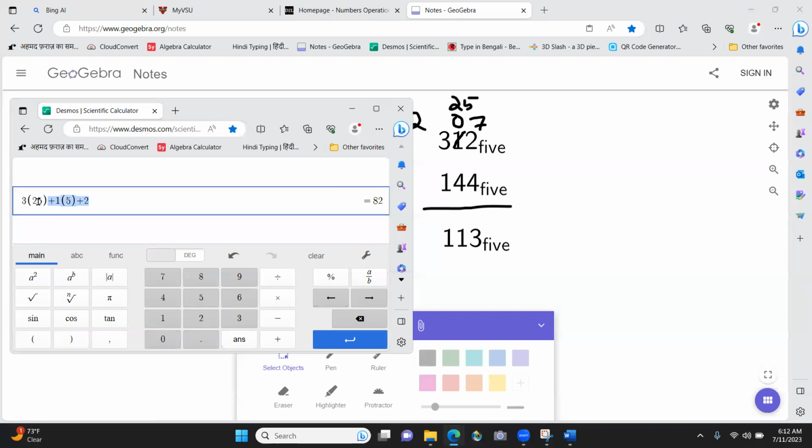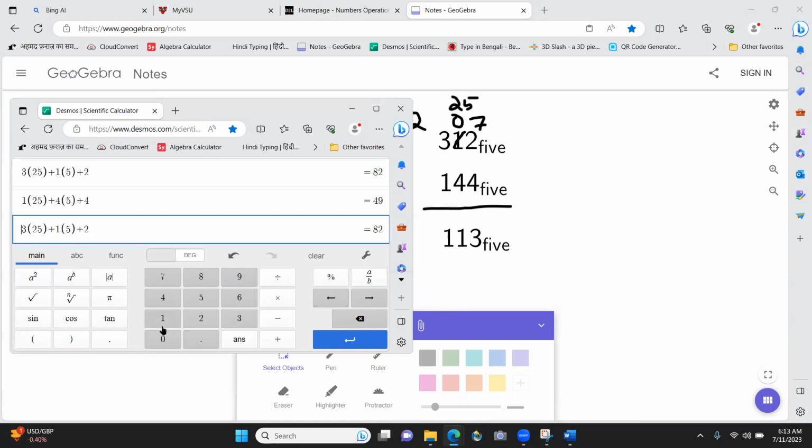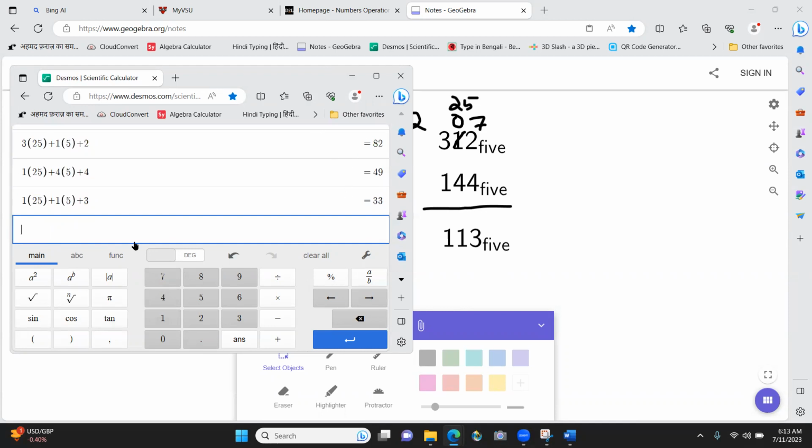Get the bottom number in base 10. I can just use this, copy paste. I'm going to do 1. I'm going to do 4. I'm going to do 4 again, 49. And I'm going to get this number. It's going to be 1, 1, and 3. Now, let's look. 82 minus 49 is 33. So we know we got it right.